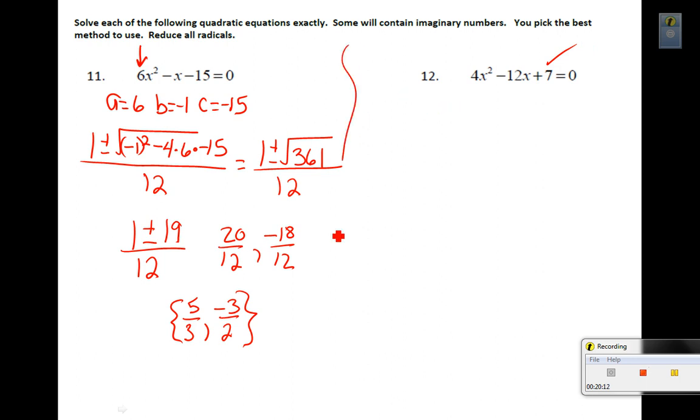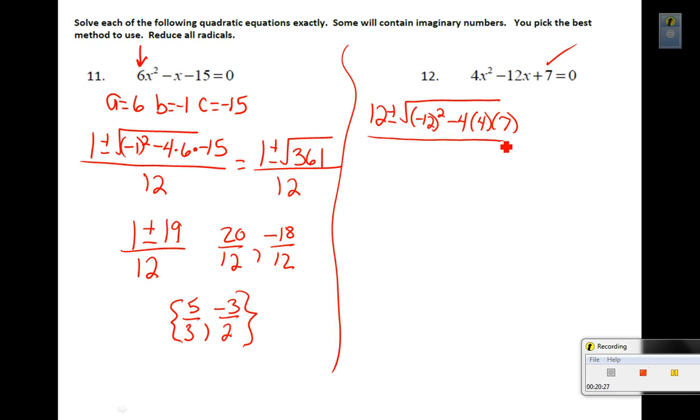So here goes. The opposite of b is 12 plus or minus the square root of, in parentheses, negative 12 squared, minus 4 times a times c, all over 2 times my a value, which makes it 8. Now I get 12 plus or minus the square root of... If you run the discriminant part through, the b squared minus 4ac, you should get 32 on that one. And hopefully you know the game there. We've got to break down the square root of 32.